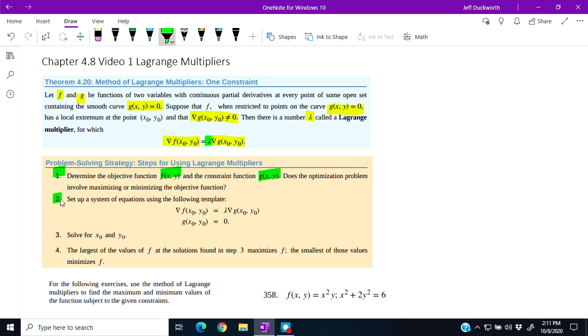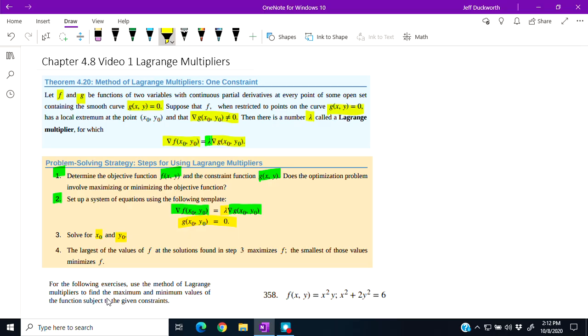Number two, set up a system of equations. We're going to find the gradient of f, so we need the partial derivatives for each variable. Similarly, we have to do the partial derivatives for the g function, and then set these two things equal, with a lambda attached to the g gradient side. And we have to note that we're setting g(x naught, y naught) equal to 0, which is what we had from our theorem. We're going to then solve for x naught and y naught, and once we find those values, we plug them into our original f function, not the g function, and whichever xy coordinate minimizes it will be the minimum, whichever maximizes it will be the maximum.